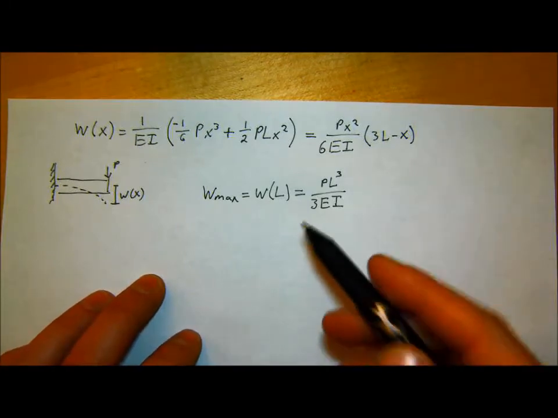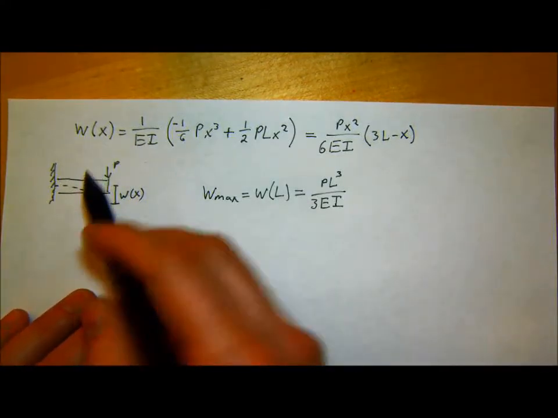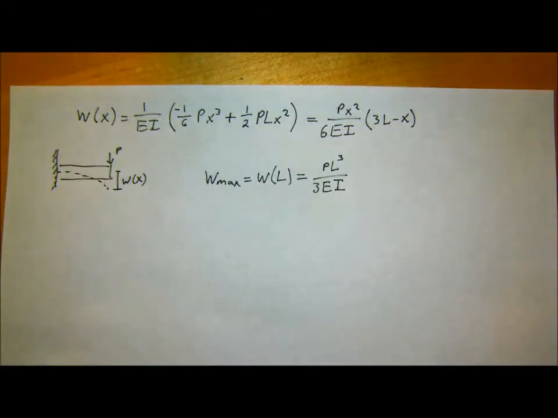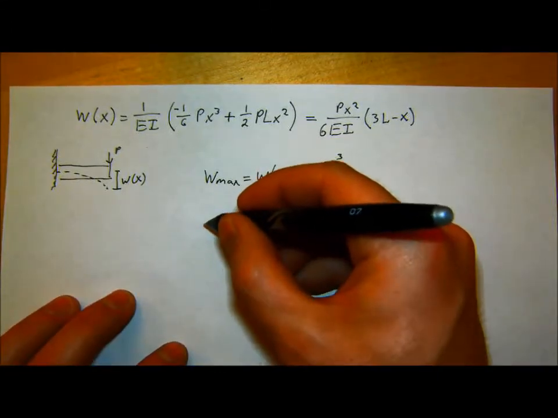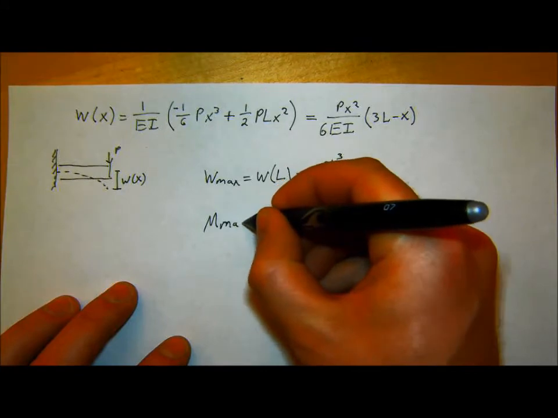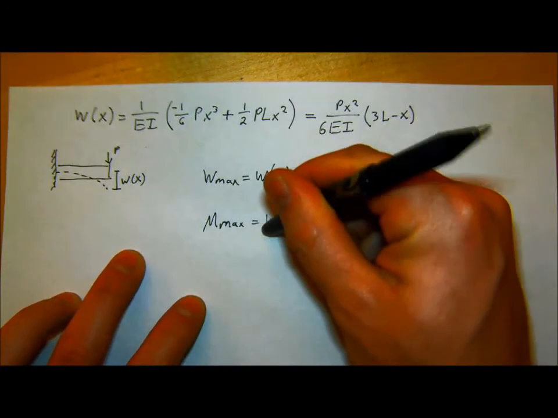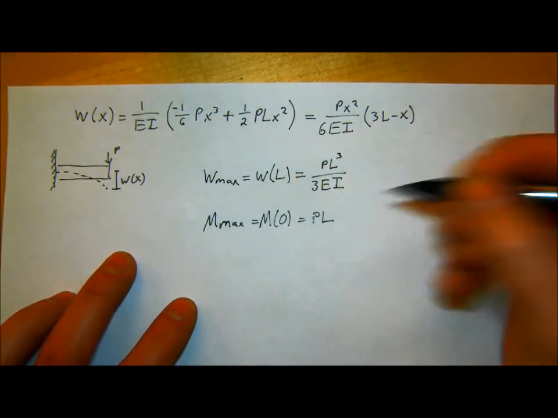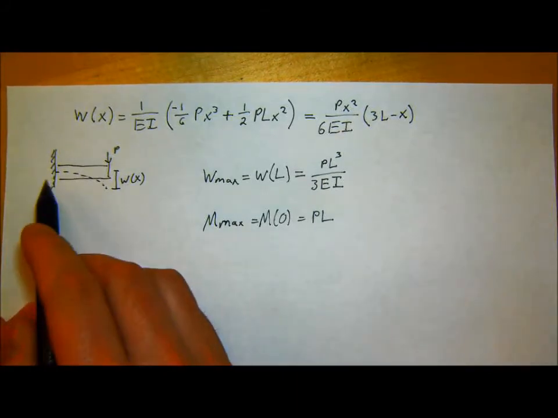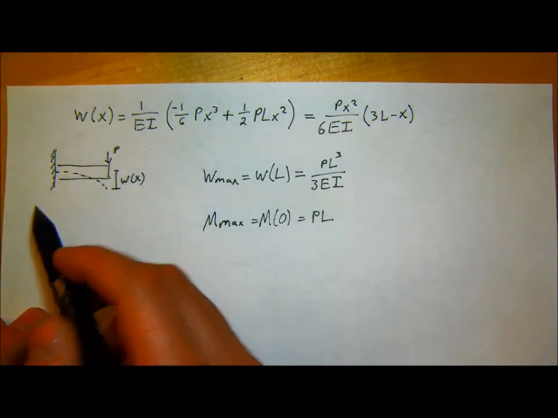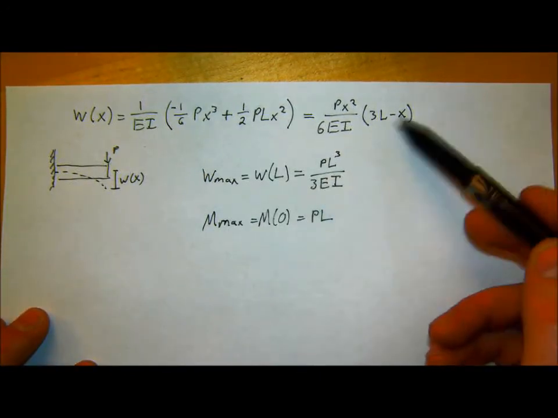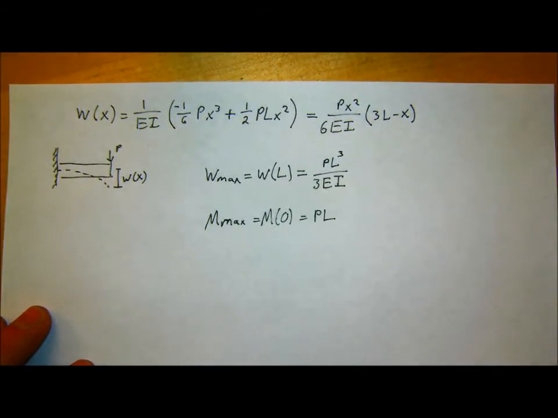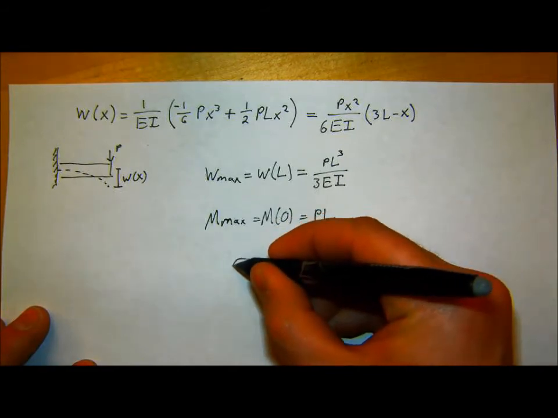The max bending moment, you can calculate from your W, but I'm not going to go through that. You can also do a force moment balance. So the maximum moment here is the moment at zero, which is just equal to PL. So the force times the length of the beam, because force times length is our torque. If you actually went through and plugged stuff back into our equation and took some derivatives, you'd end up with that. But I don't want to go through that whole derivation.